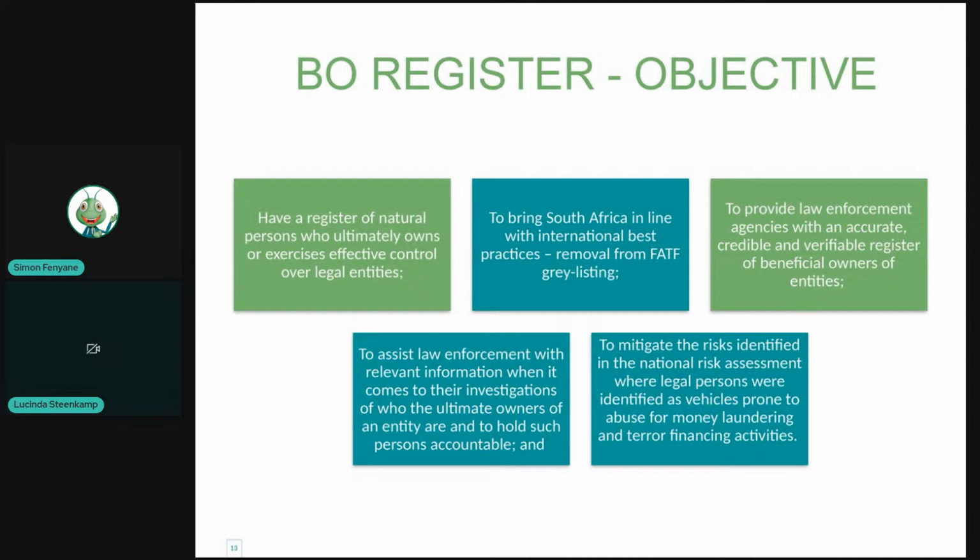So the whole purpose of the beneficial ownership register is to have an accurate, up-to-date, and verifiable register of natural persons who ultimately own or control certain entities. And then secondly, to also assist law enforcement agencies in their investigations to lift the corporate veil, so to speak, to get to the persons that are using corporate vehicles for money laundering and terror financing activities.